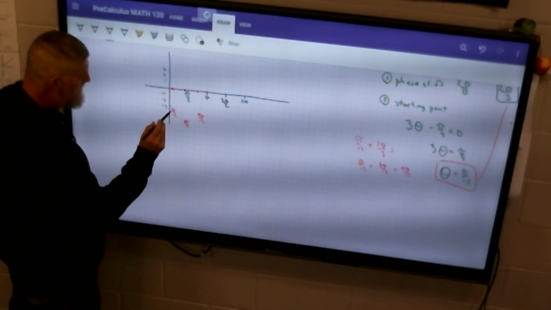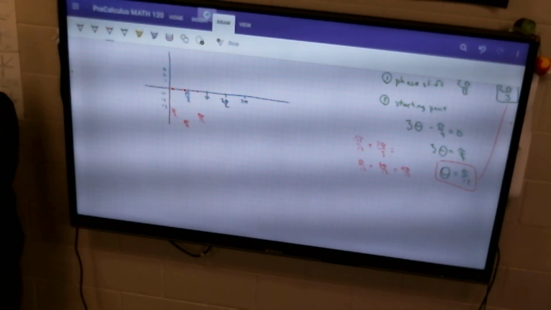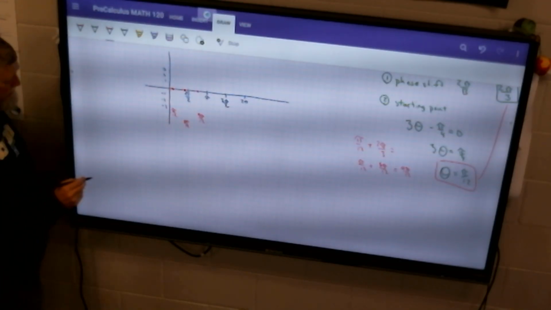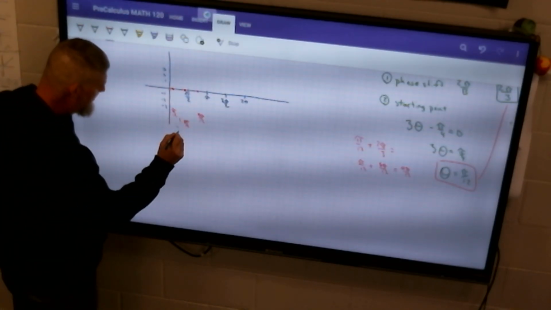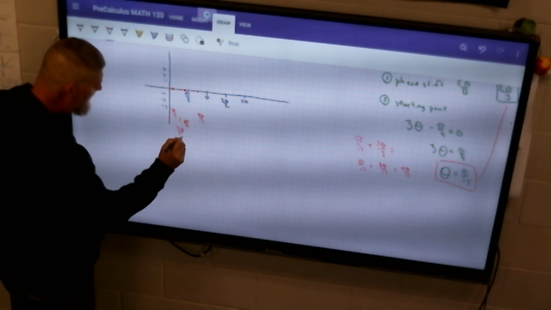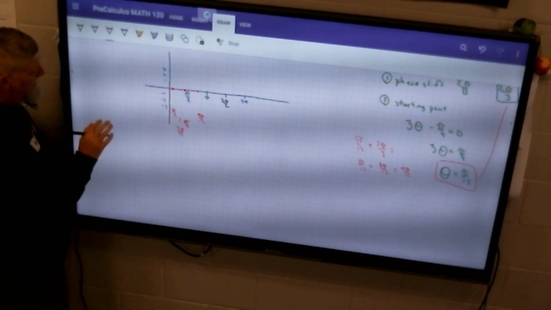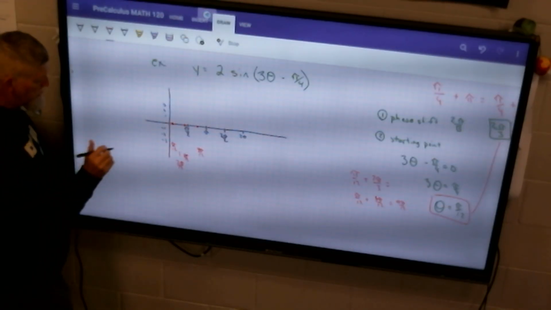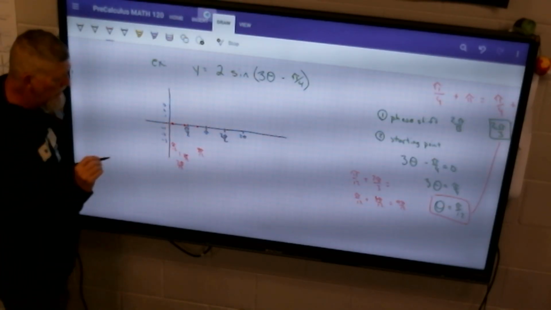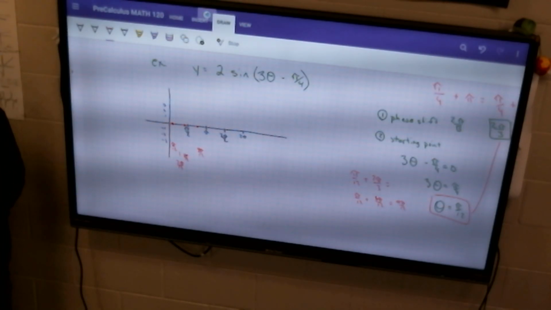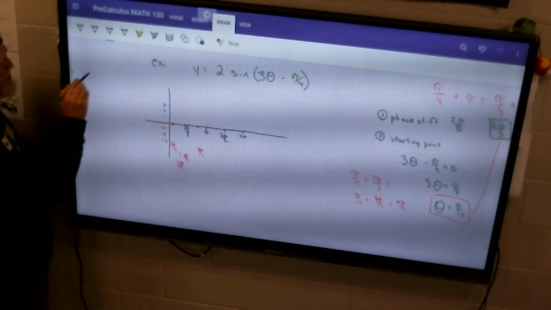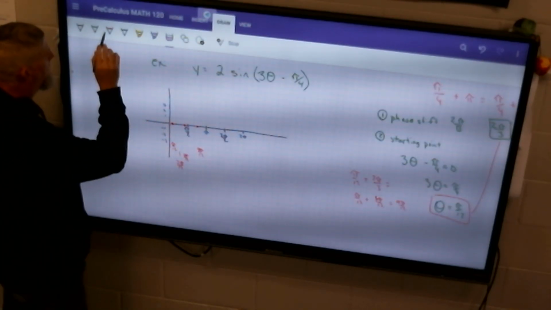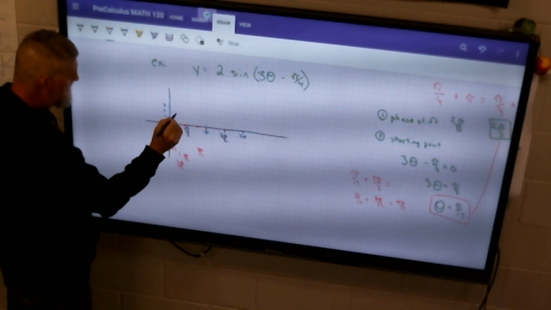What's halfway between pi over 12 and 5 pi over 12? 3 pi over 12. So right here we have 3 pi over 12. Whoa, wait a second now. Where's that going to be? Because I almost said, okay, it's going to be right there. But that would be wrong. Why? Because the amplitude is 2. So when I mark it then, at 3 pi over 12, it's going to be up here to 2.